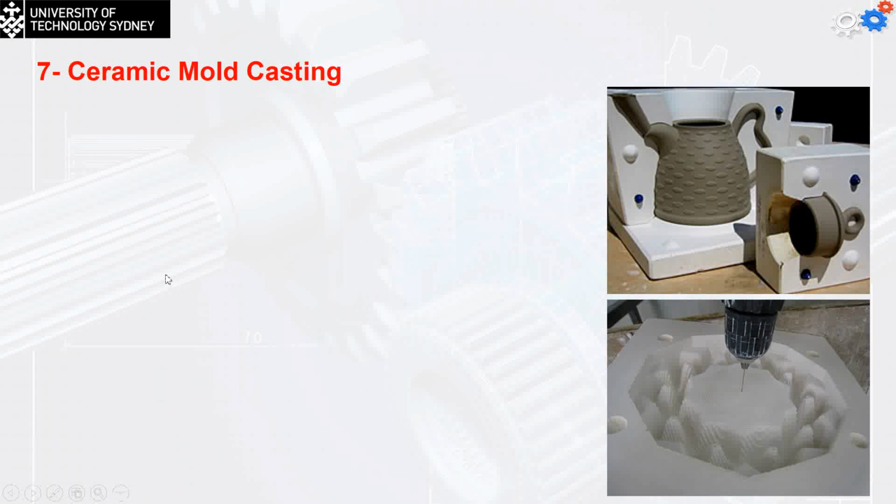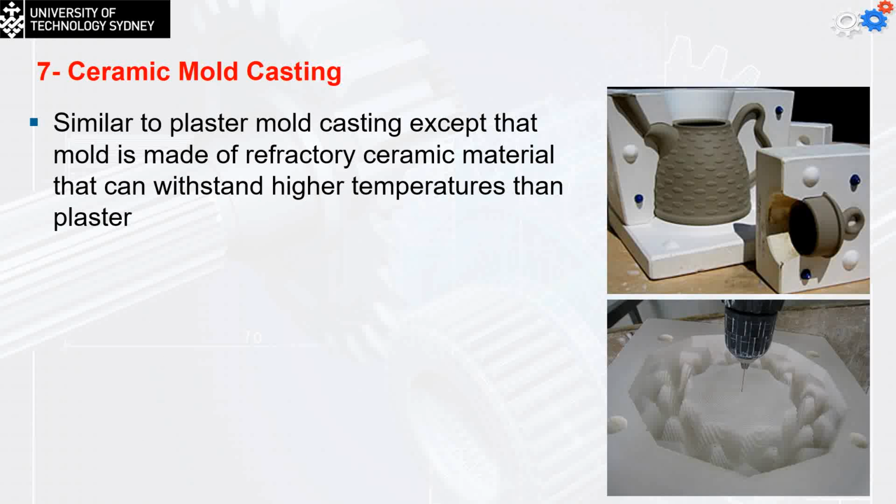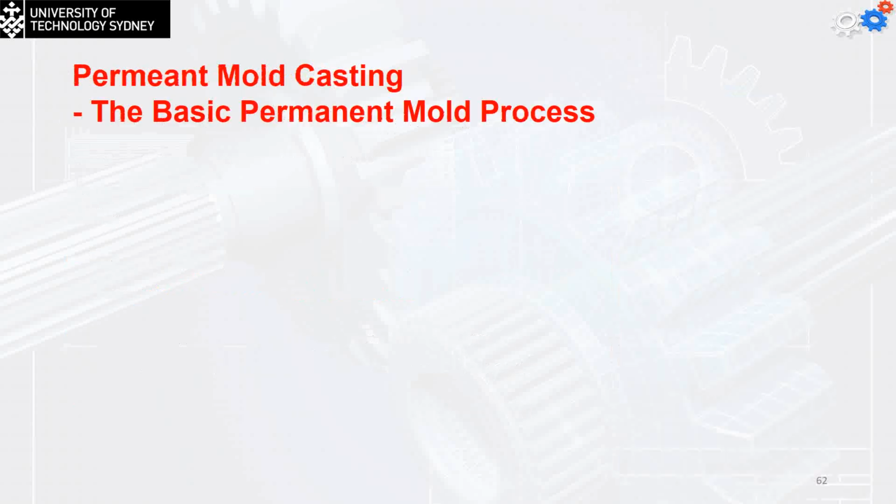The ceramic mold casting is similar to the previous process, but the mold is going to be made of refractory ceramic material that can withstand a higher temperature than the plaster. It can be used to cast steel, cast iron, and other high temperature alloys. The application is similar to those for plaster mold casting, except for the higher melting point metals cast. The advantage is that we are going to have good accuracy, and surface finishing is also going to be similar. Now the other type, going to be covered in the last section of this lecture, is the permanent mold casting.